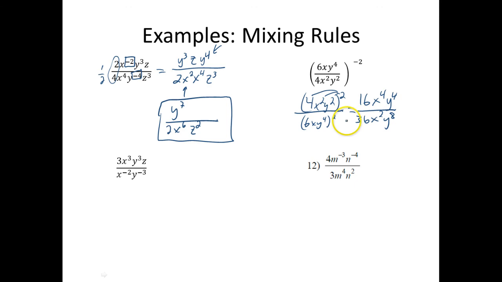So those are all rules that we learned last week. If you have trouble with those rules, you're going to want to go back and look at the videos from last week. Now let's see, 16 and 36 are both divisible by 4. So if I divide by 4, I'll have 4 on top and 9 on the bottom.